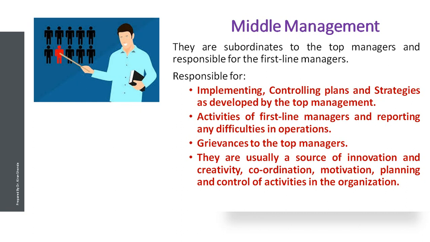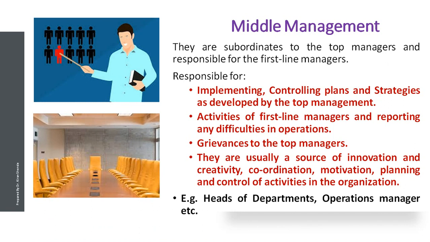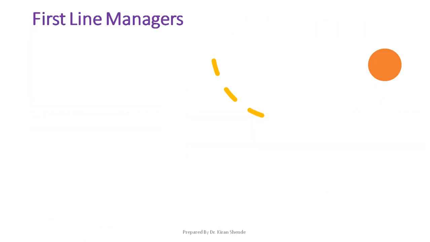So basically, their prime job is to implement the plans which are given to them by the top management and get things done from the low level of management. And precisely, if there are any grievances from the subordinates, it's their job to take it up to the top management. These people are heads of the departments of any organization or operational managers who are reporting to the top managers directly. Let us now understand the third category, that is frontline managers.